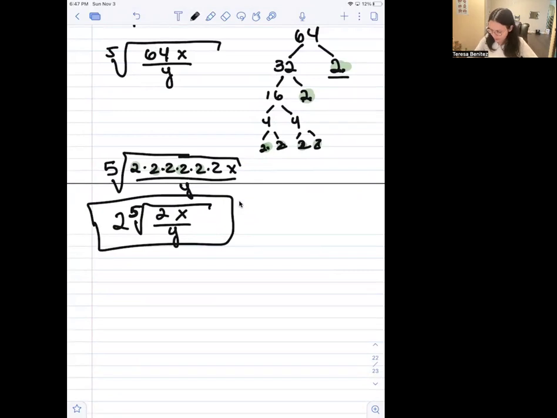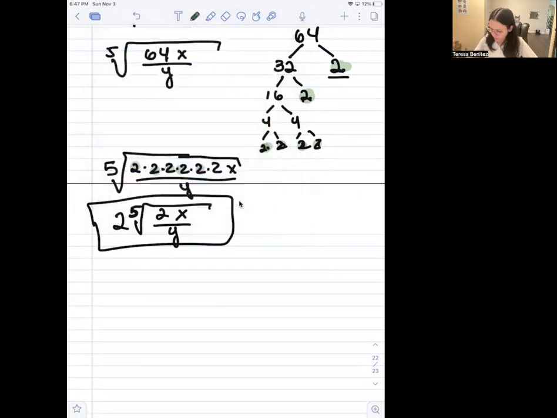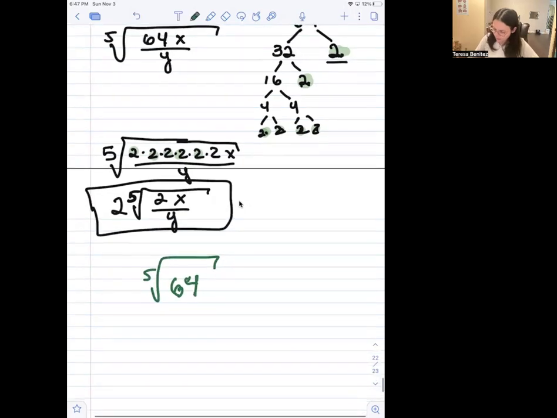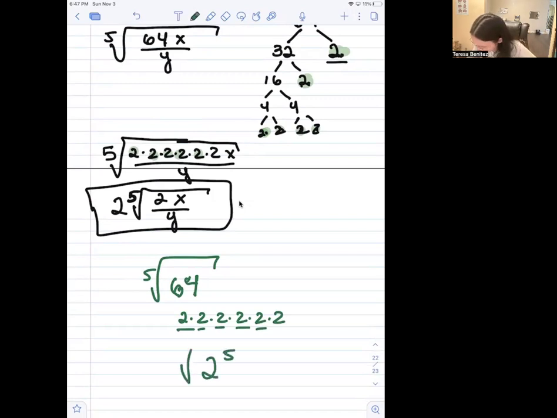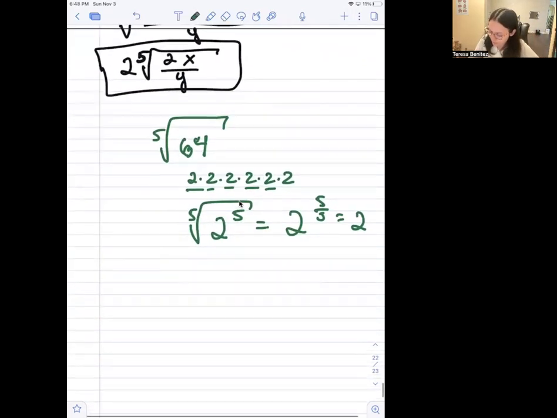So again, this is important, okay? When I have something like 64, like what I just did, I have 2 here 6 times as we figured out. So only 5 of them. If I have 2 to the power of 5, the 5th root of that is equal to 2. I take 5 of them out. This is important because you might have something like this.